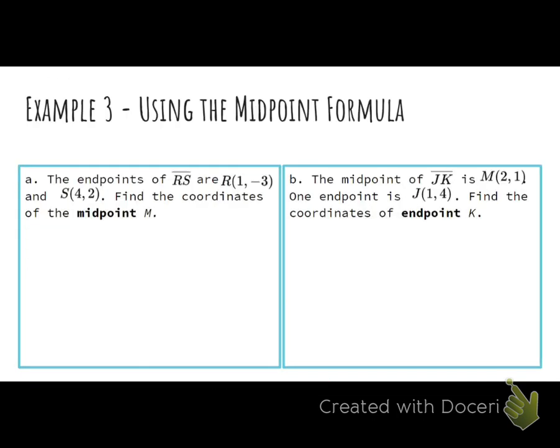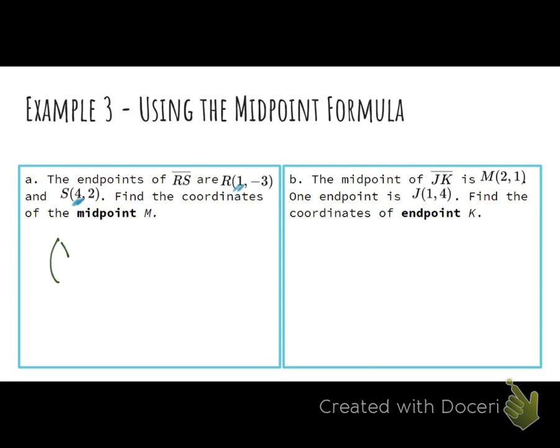So we're here. Find the midpoint of RS. We have a segment, RS, and the endpoints are (1, -3) and (4, 2). We're going to find that midpoint. I need to switch my slides so I'm on the right page. We take our x coordinates, our x's go first. So we have 1 and 4.